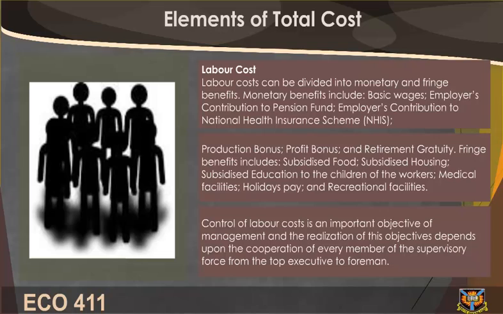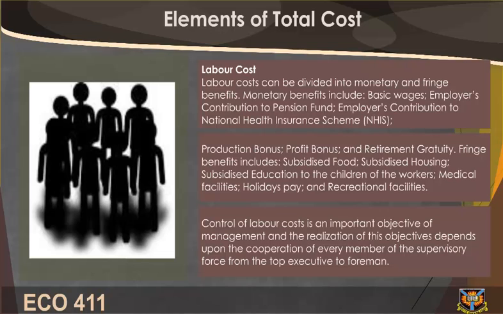Labor cost. Labor costs can be divided into monetary and fringe benefits. Monetary benefits include basic wages, employers' contribution to pension fund, employers' contribution to national insurance health scheme, production bonus, profit bonus, and retirement gratuity. Fringe benefits include subsidized food, subsidized housing, subsidized education to the children of the workers, medical facilities, holiday pays, and recreational facilities.